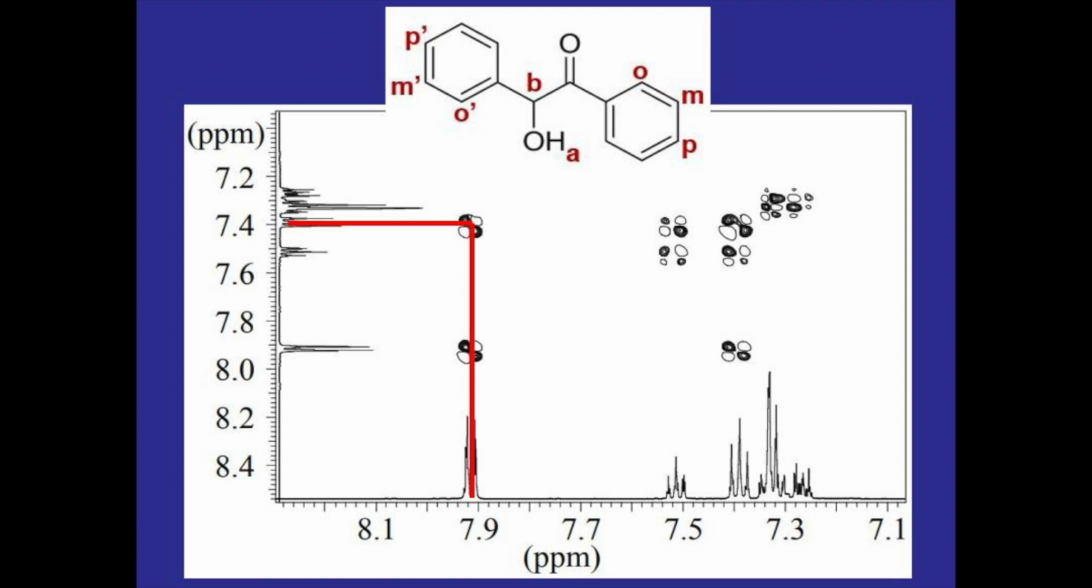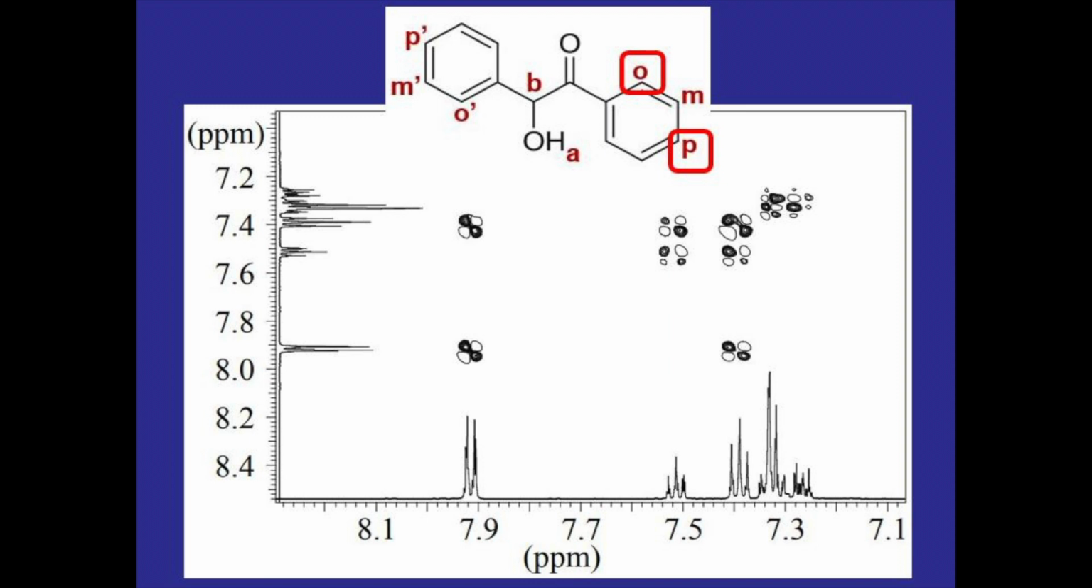So if we look at hydrogen O, for example, the only other hydrogen that it would see 3 to 4 bonds away would be hydrogen M. So we would expect to see 2 spots above its signal, one for itself and one for hydrogen M. Whereas if we look at hydrogen M, we'd expect to see 3 spots above its signal because it would see itself, and it also sees hydrogens O and P 3 to 4 bonds away.